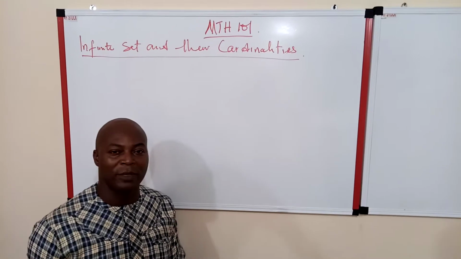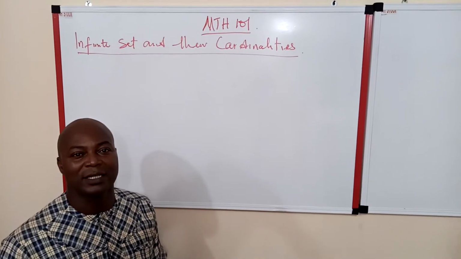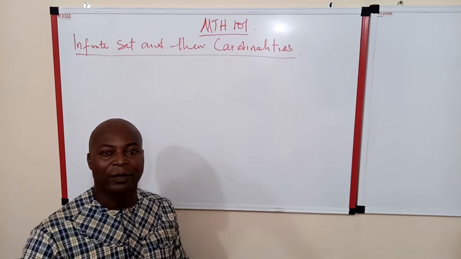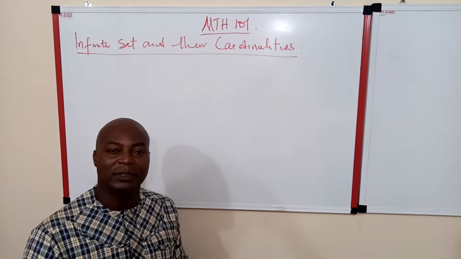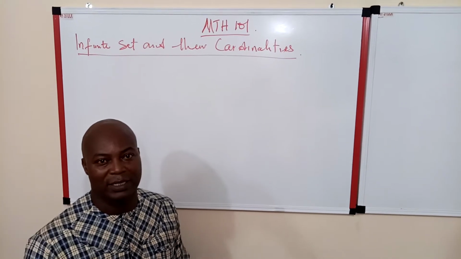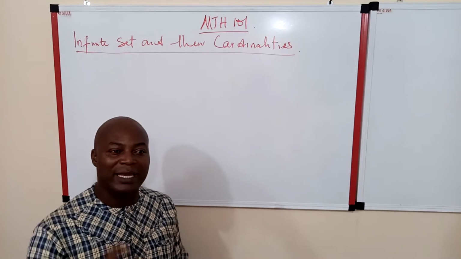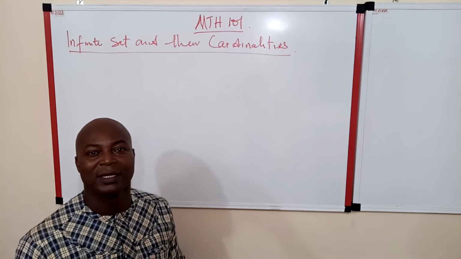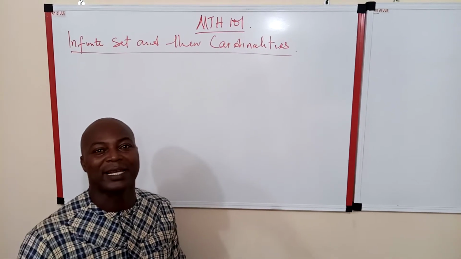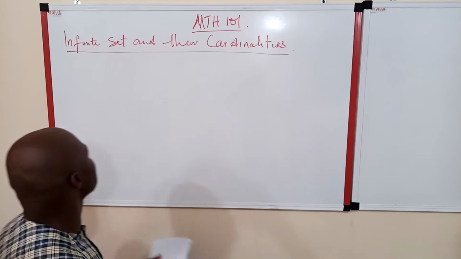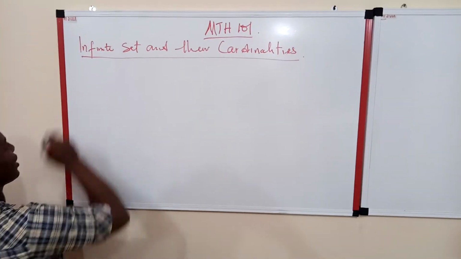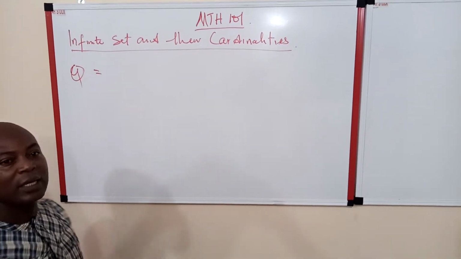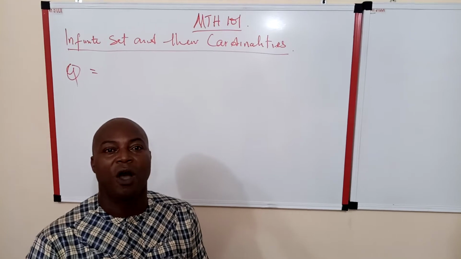As the word implies, infinite means infinity. A set that tends to infinity is uncountable. Something that tends to infinity is something we cannot count. So a set whose elements cannot be counted or listed explicitly is called an infinite set or an uncountable set.